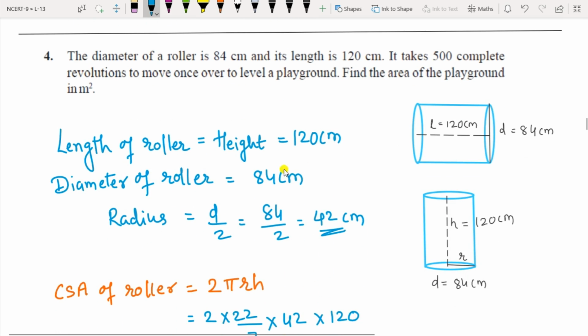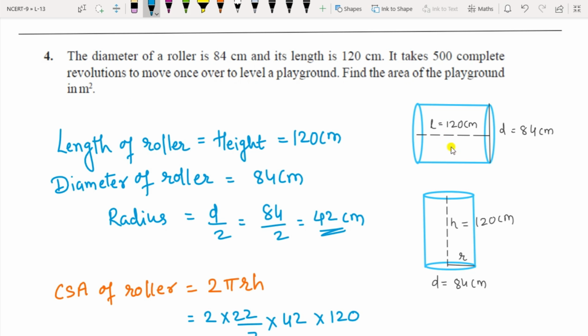Question 4 here is, this is a road roller whose diameter is 84 centimeter and length is 120 centimeter. So this is the length, that is 120 centimeter, and diameter as 84. Length means height here, that is 120. From the diameter you have to find the radius, that is d by 2, 42 centimeter is the radius. Now here they are asking, it takes 500 complete revolutions to move once over the playground to level it. Find the area of the playground in meter square. You have to find the answer in meter square.